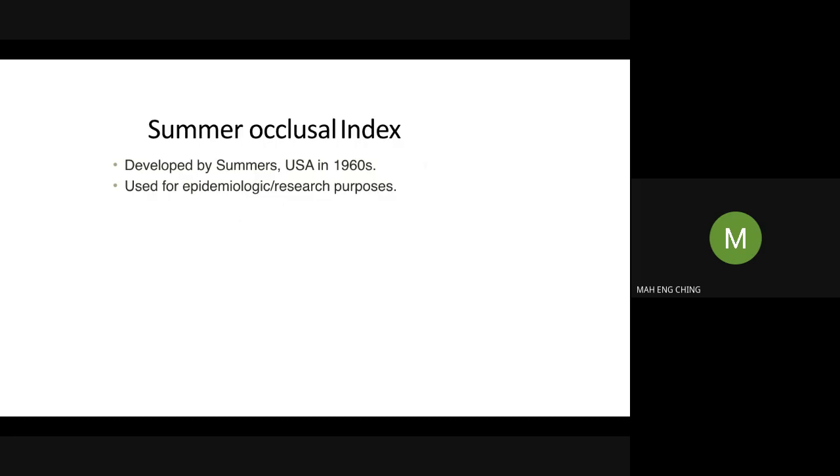Okay, so now finally we come to the Summers occlusal index. This one was developed by Summers in the USA in 1960, which is about 60 years ago, and used for epidemiology or research purposes. Because of the lack of agreement amongst investigators concerned with measuring occlusion for epidemiological purposes, an attempt was made to develop an index of occlusion which would serve this purpose. This index is called the occlusal index.